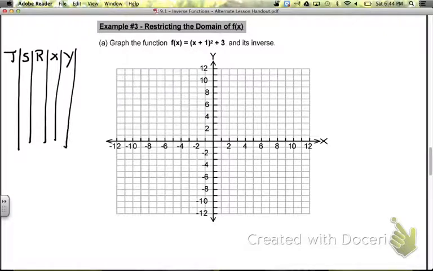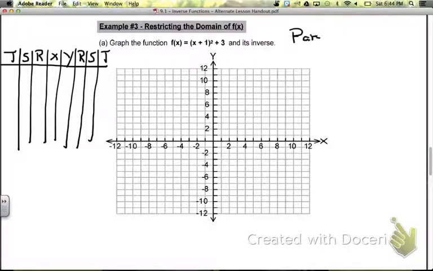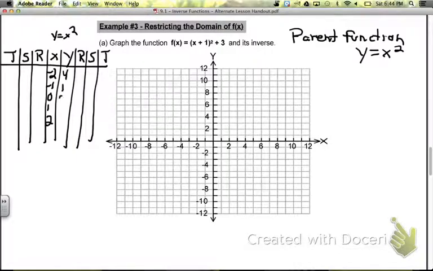So remember our RST, you always start with xy and go RST from outwards to the outsides here. For our function here, our parent function, since you see that we have a squared, we know it's just our parabola, so y equals x squared. So we're going to start with negative 2 and go up to positive 2. So if we sub in negative 2 there, we have 4, 1, 0, 1, 4.